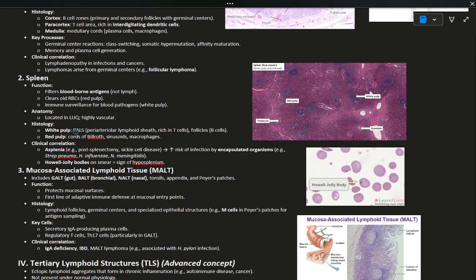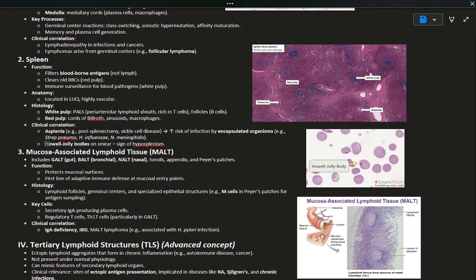Let's talk about the histology. So the white pulp of the spleen, as they look like blueberries over here, they have periarteriolar lymphoid sheath, and they're rich in T cells. They also have follicles, which have B cells. The red pulp consists of cords of Billroth, sinusoids, and macrophages. And you can also see some arterioles, some arteries, and the trabecula.